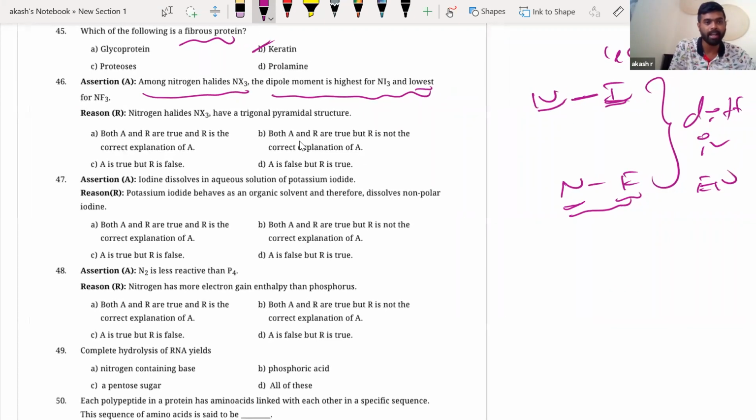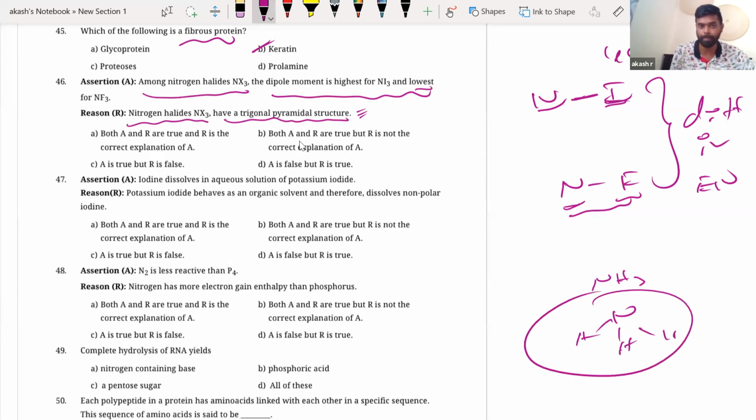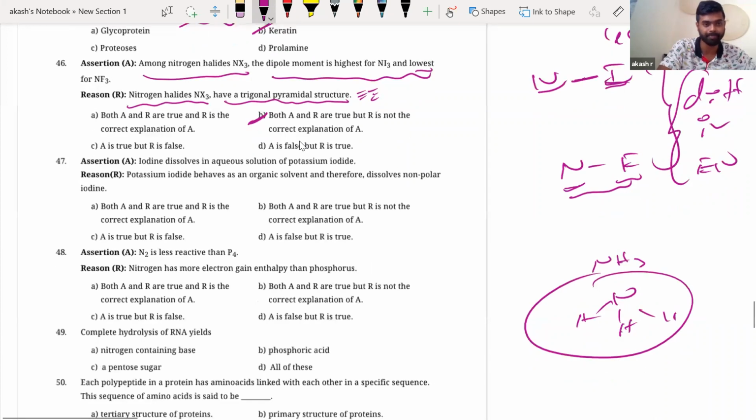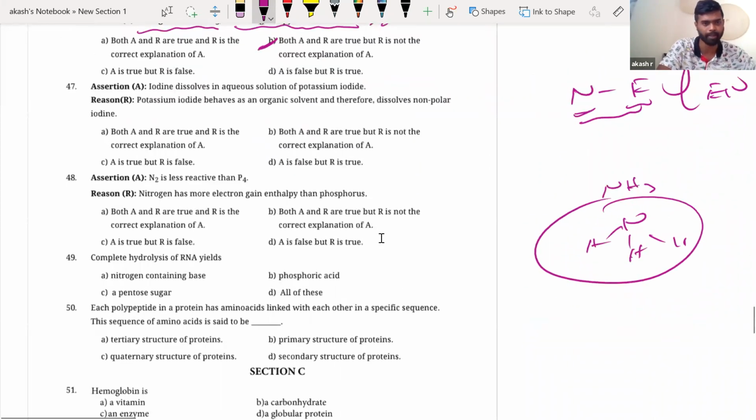Okay, now look at this. Nitrogen halides NX3 have a trigonal pyramidal structure. The statement is correct. It's like NH3. I know NH3 is going to be pyramidal. NH, H, H, this is how the shape looks. This is trigonal pyramidal, but that is not the correct explanation. The correct explanation is the difference in electronegativity. So both assertion and reason are correct, but it is not the correct explanation. So B is the correct answer. What is the time? Okay, 5 more minutes.